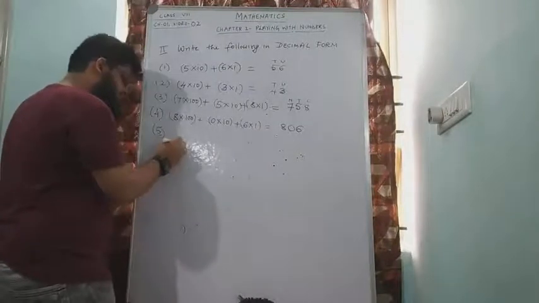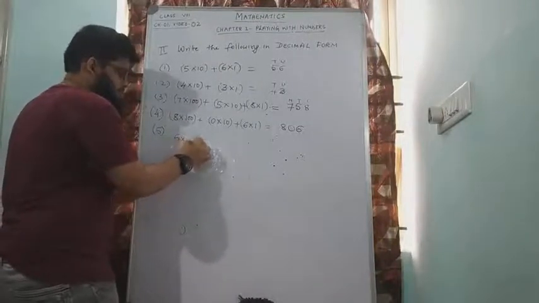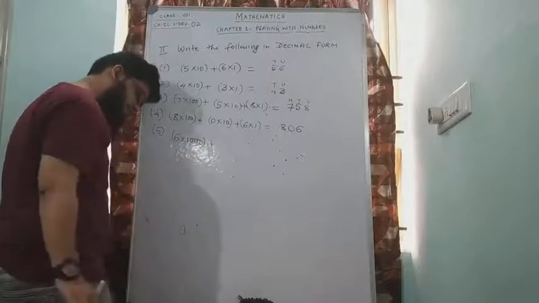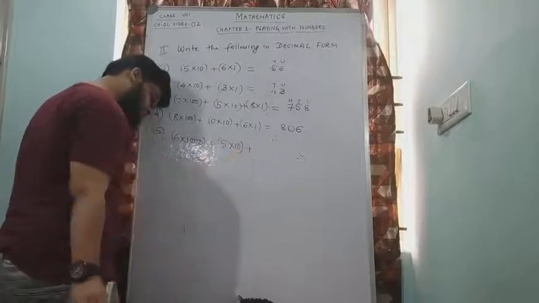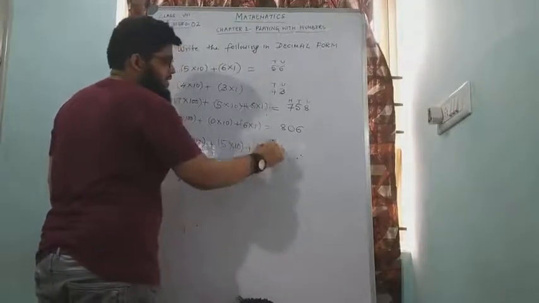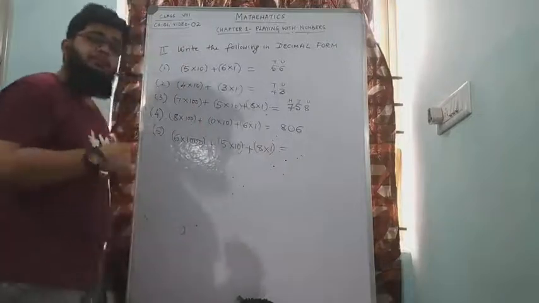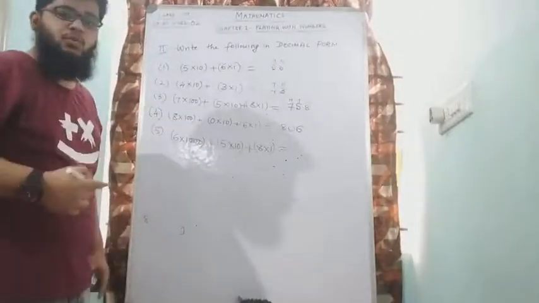6 into 1000 plus 5 into 10 plus 8 into 1. Now this is interesting, and please concentrate and also pause the video if you don't understand this question and watch it again.